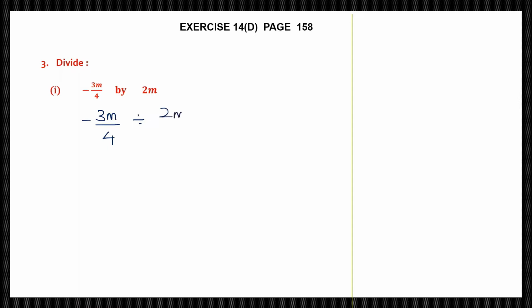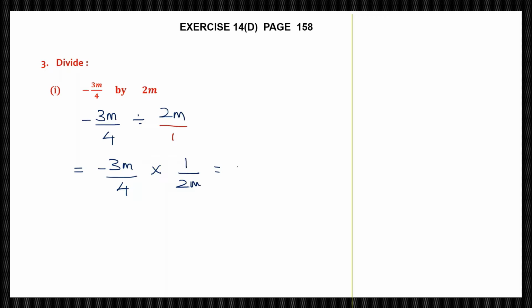So we can make this 2m a fraction by giving it a denominator 1, and we can consider this to be a division fraction sum. So now if it is a fraction, then how do we do the division? We do the first fraction as it is, we write. We change the division sign to multiplication and we write the reciprocal of the second fraction, 1 by 2m.